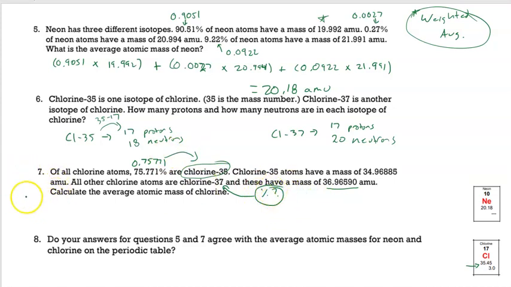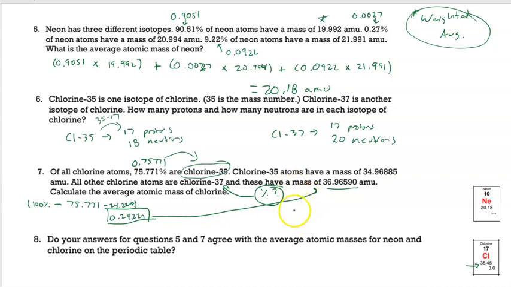Right, it's pretty simple. We're just going to do a little side calculation. The two have to add up to 100%. So I'm just going to go 100% minus 75.771. All right, and I'm going to get 24.229%. Okay, or 0.24229 is going to be the number I'm going to use for that guy.